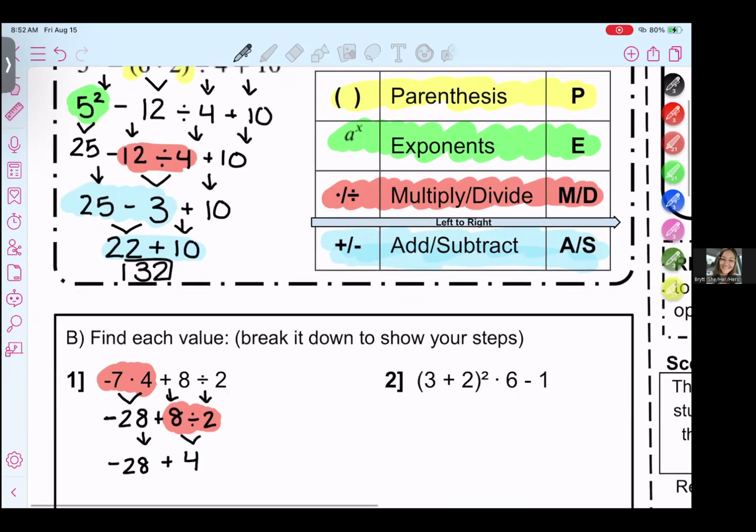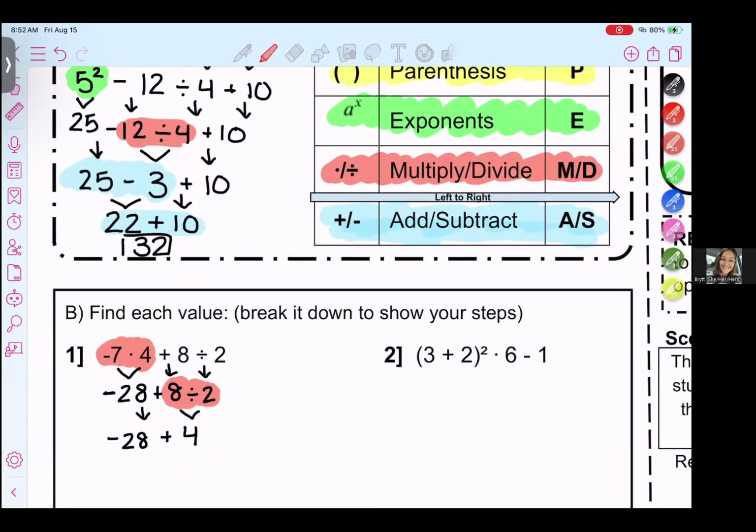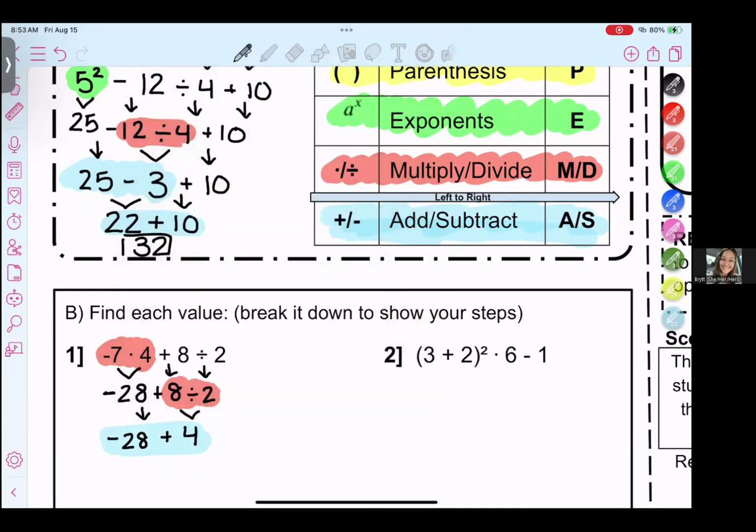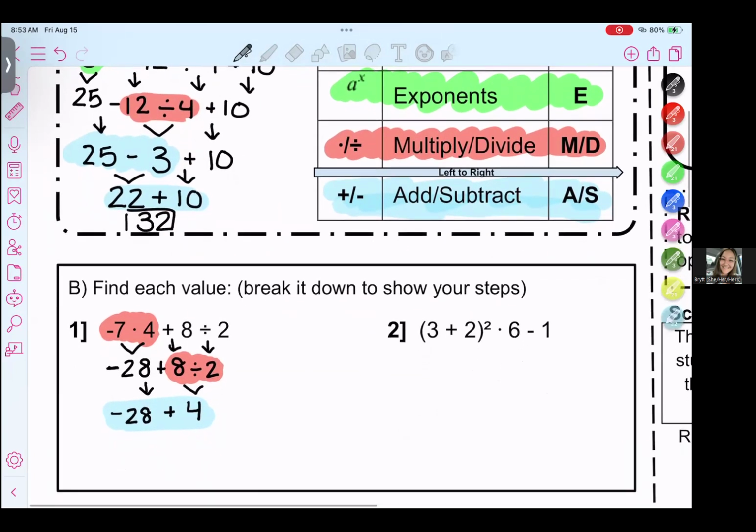Now I don't see any more multiplication and division here, so I can go ahead and move on to my very last step, which is add and subtract, which I do see here. And when I add negative 28 plus 4, that is 28 bad guys versus 4 good guys. So who's going to win that? My bad guys, because the score is bigger. And by how much did they win?